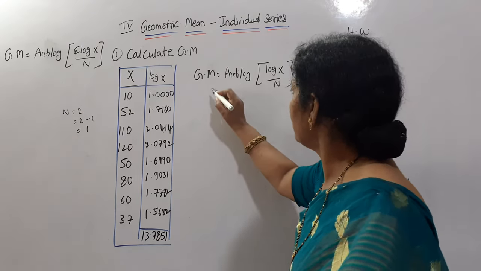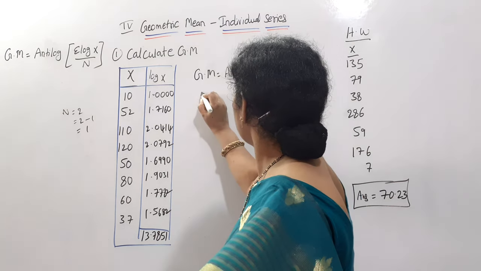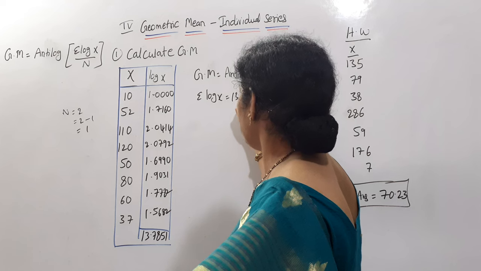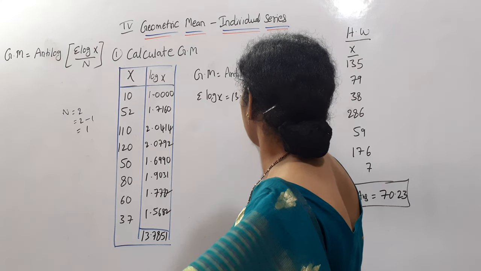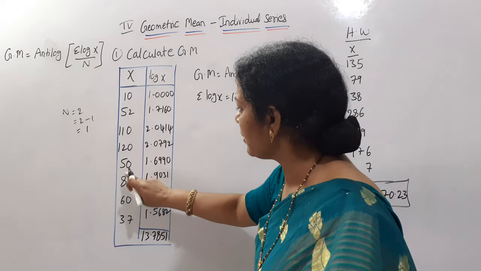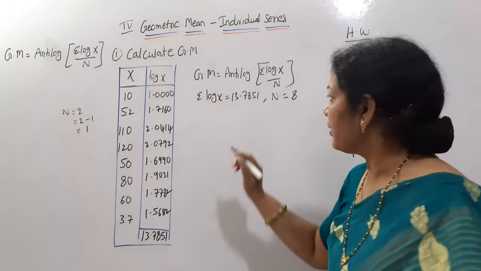N is here, so sigma log X. Sigma log X is here, 13.7851. And N is the number of observations, 1, 2, 3, 4, 5, 6, 7, 8. N is 8. Okay? Let's apply in the formula.